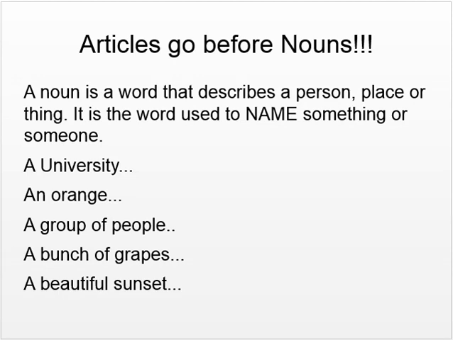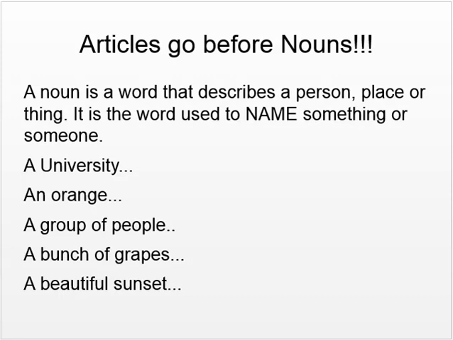So first of all, you need to know what a noun is. A noun is a word that describes a person, place, or thing. It is the word used to name something or someone. So a university, an orange. And then a group of people, a bunch of grapes, a beautiful sunset. Okay, so beautiful is the adjective, bunch is the noun or the name of the group, a group, an orange.